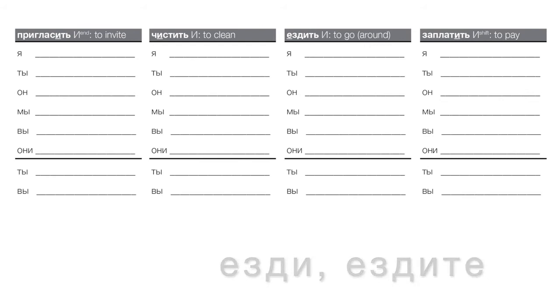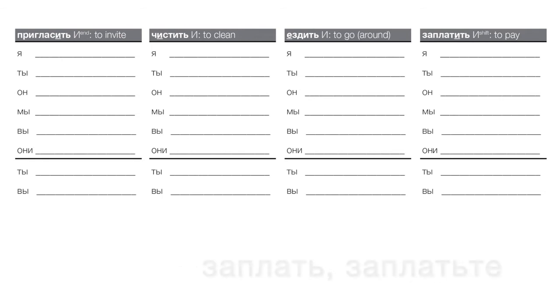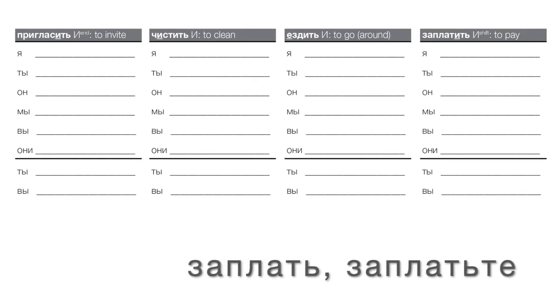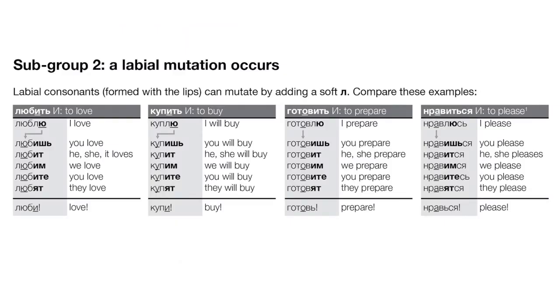Okay, to pay. Заплатить, я заплачу, ты заплатишь, right, shifting stress. Заплатит, заплатим, заплатите, заплатят. And the imperatives would be заплати and заплатите. Okay, the subgroup number 2, right? A labial mutation can occur, but one of a rather different type, right? A labial consonant, so any sound you make with your lips, that's a labial, like b, p, v, right? That's going to mutate by adding a soft L, right? So that's a little bit different.